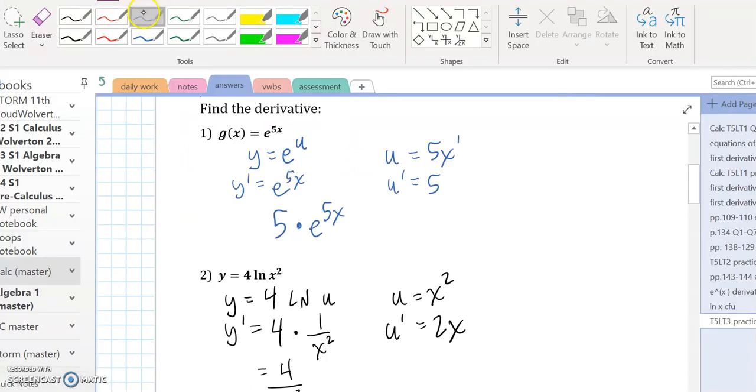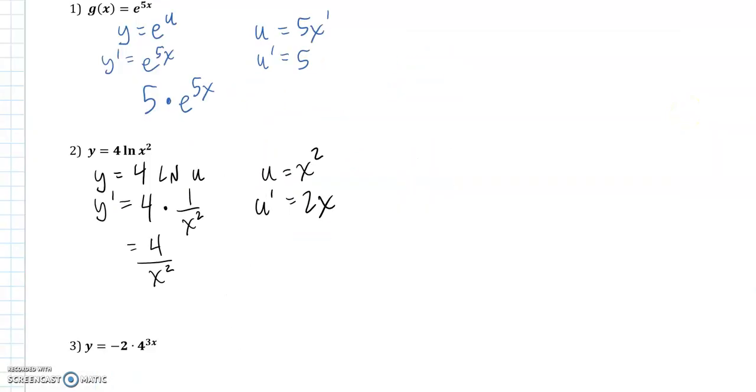Then multiply those two. 4 over x squared times 2x. Do some simplifying here. I got 8 over x squared. Let's divide out an x in top and bottom. Your final answer, best answer, is 8 over x.